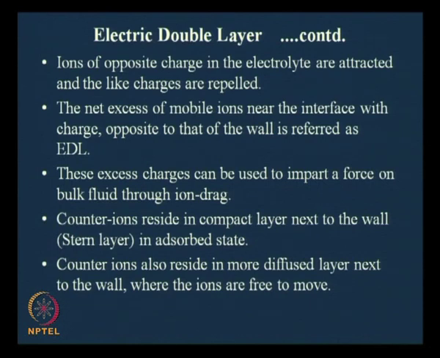Now, once these charges are acquired on the surface, opposite charges get attracted, forming an excess of mobile ions near the interface with charge opposite to that of the wall. This is referred to as the electric double layer. These excess charges can be used to impart a force on bulk fluid through ion drag. The counter ions reside in a compact layer next to the wall, which is referred to as the Stern layer, in an adsorbed state. The other counter ions reside in a more diffuse layer next to the wall, where the ions are free to move.